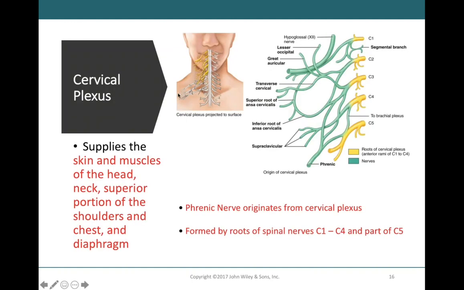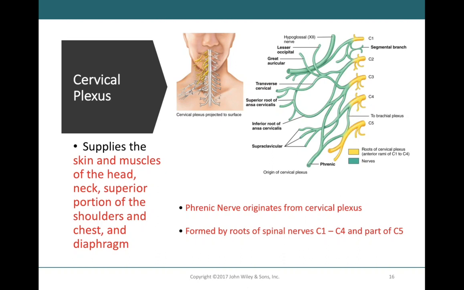So you can see in this picture that the cervical plexus is projecting from our cervical spinal nerves. It's formed by our different cervical spinal nerves. Specifically, the cervical plexus is formed by the roots of spinal nerves C1 through C4 and a little bit of C5 as well. So you can see that the cervical plexus is this projection of nerves, and they're sort of connecting to each other and forming this network of nervous tissue.